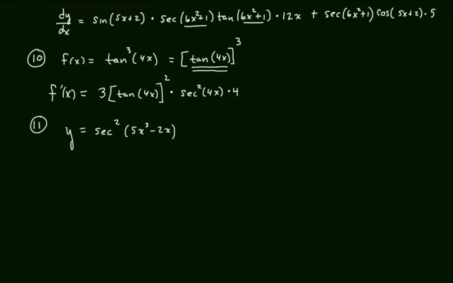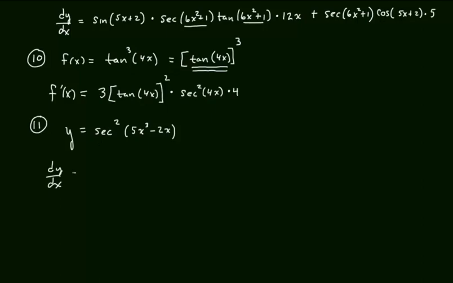Example number 11. I would like you to try this one. You're going to find dy dx. In a moment, you're going to press pause. Keep in mind, for some reason, this one really trips people up. Let's see if you can get it right, and then we'll talk about it. Press pause now.